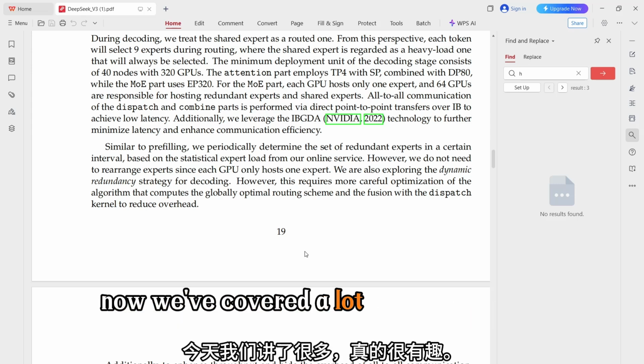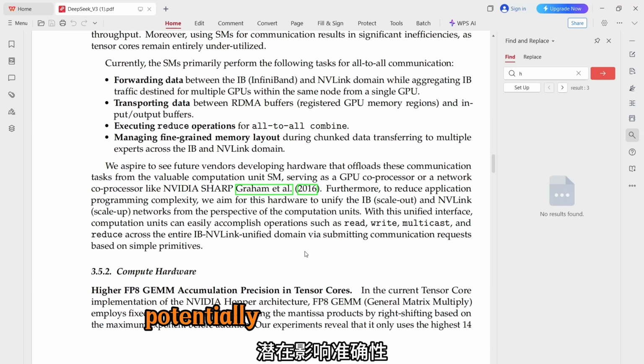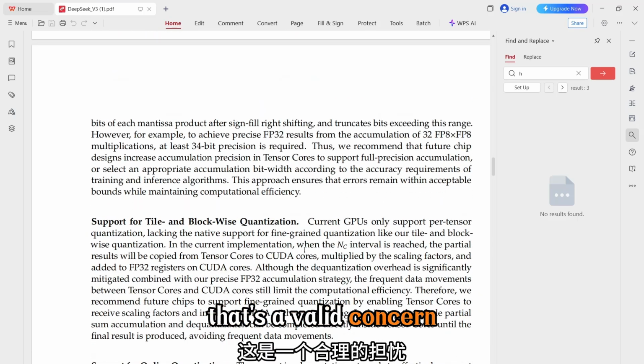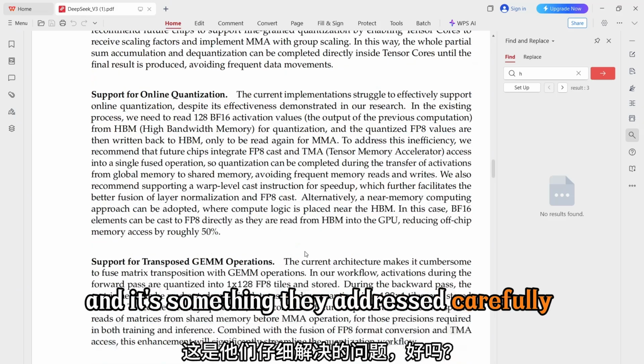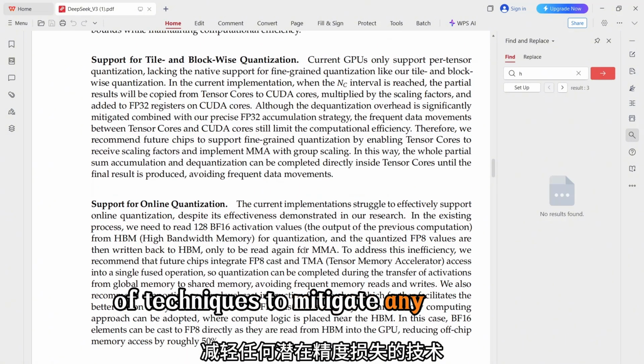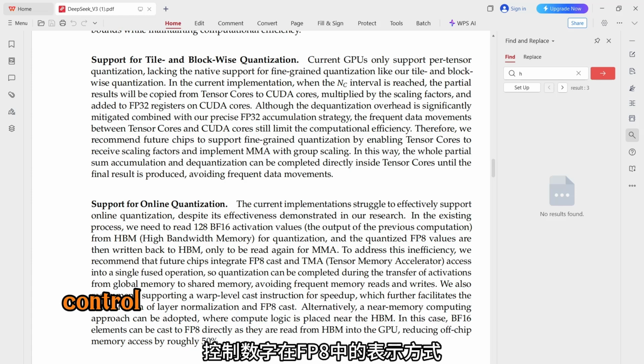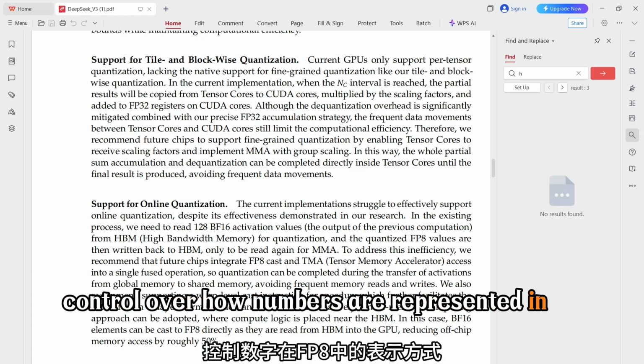Absolutely. Now, we've covered a lot today. It's really interesting. But wouldn't using fewer bits potentially impact the accuracy? That's a valid concern, and it's something they addressed carefully. They implemented a number of techniques to mitigate any potential accuracy loss, including fine-grained quantization. It allows for precise control over how numbers are represented in FP8.